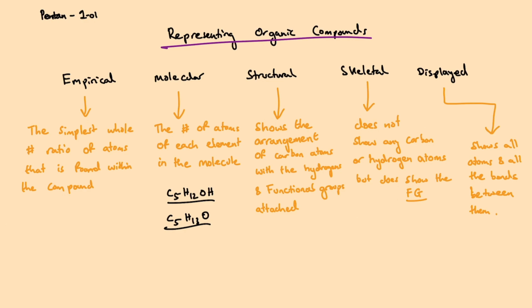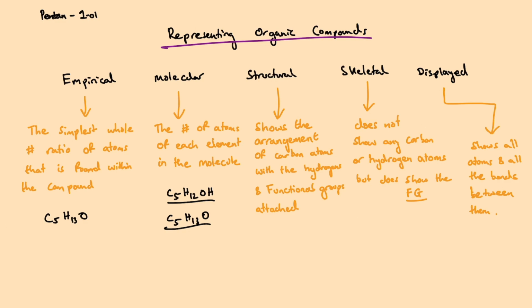Now, when you go to the empirical formula, this is the simplest whole number ratio of the atoms. So, for pentan-1-ol, it's still C5H12OH, or actually, what's better is C5H13O, because none of these numbers can be divided by 2. They can't be divided into a smaller whole number ratio.